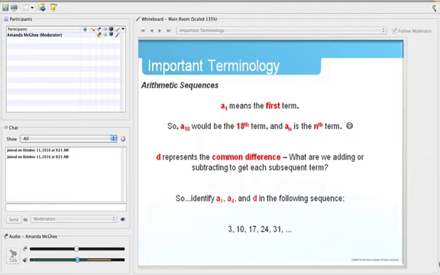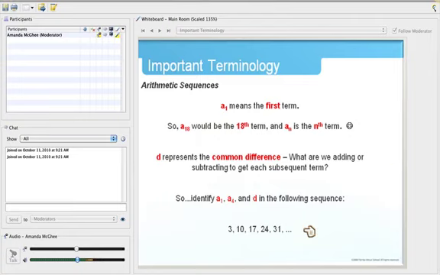Okay, some very important things we need to know. We need to look at the terminology. A sub 1 means the first term. So A sub 18 is the 18th term. And A sub n is the nth term. Okay, the unknown term. D represents the common difference. So that is the number that we are adding or subtracting to get the next term.